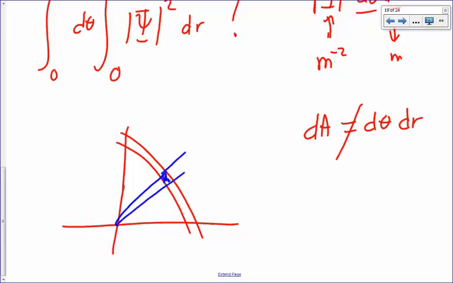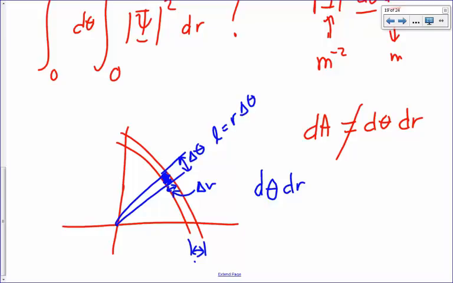So let's imagine that area right there. That difference right there is delta theta, okay? And this difference right here is delta r. Now, as you make delta theta and delta r very small, so you have d theta dr, what would be that area right there? Well, what is this length?